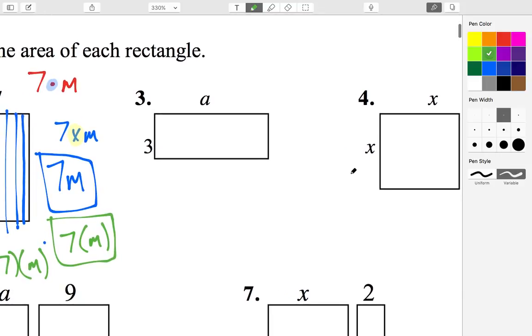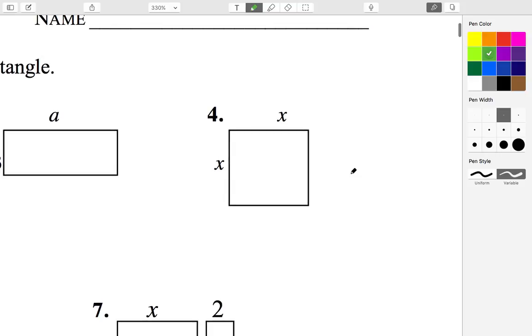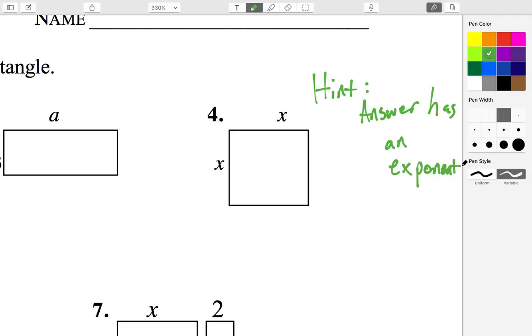Number 3 and 4 I'll leave to you, since they are very, very similar. Now, this, I'll give you a hint. Your answer should have an exponent. Let's see if you can figure it out.